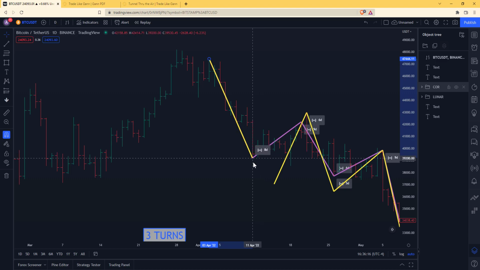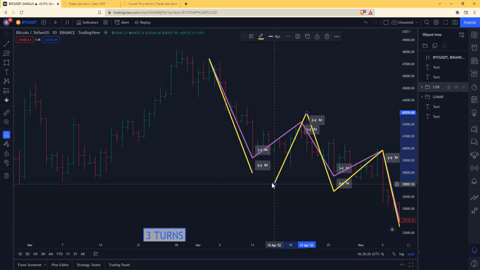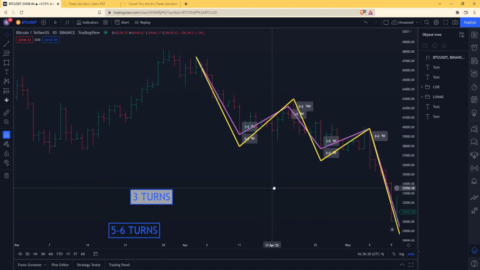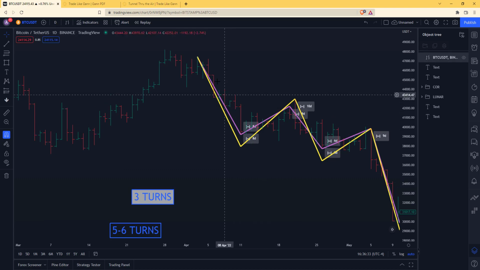So where is the lunar turn? We see where the lunar turn is. The lunar turn is on 11th. So I'm actually 99% confirmed that the COR turn is also going to be on the 11th. And in the market, with my experience, I can say it works exactly like this.